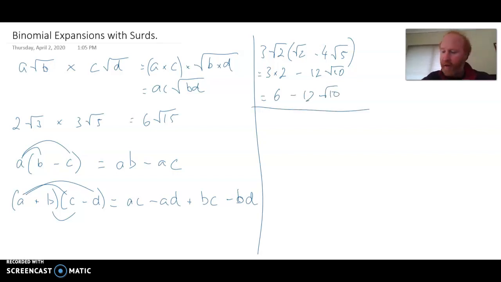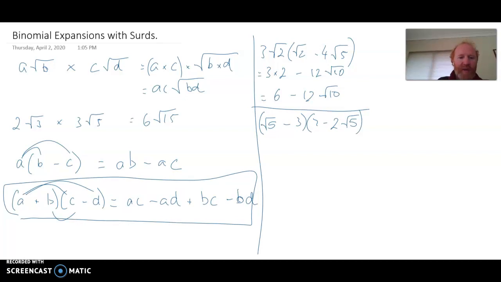Let's have a look at another one. 5 minus 3 and 7 minus 2 root 5. So this is in the form of just straight out expansion that we've got on the left hand side there.